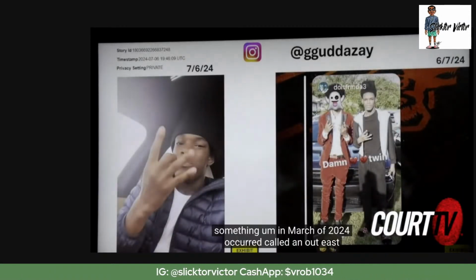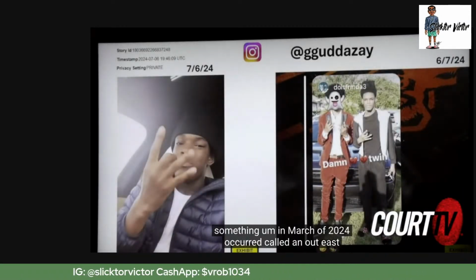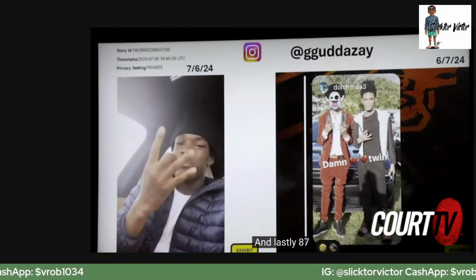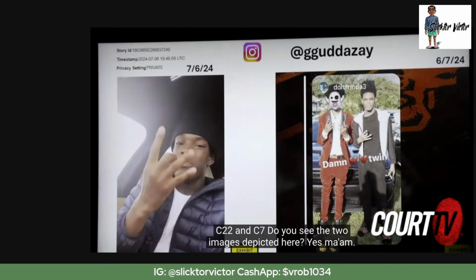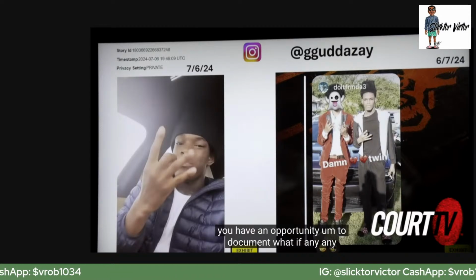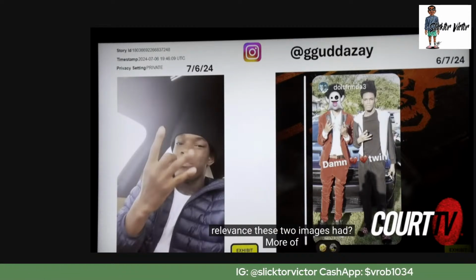And lastly, 87C22 and C7. Do you see the two images depicted here? Yes, ma'am. And did you have an opportunity to document what, if any, relevance these two images had? More of the 1200 hand sign. All of which documented or recorded in the return from the Instagram from Gutazay or Isaiah Chance. Yes, ma'am.